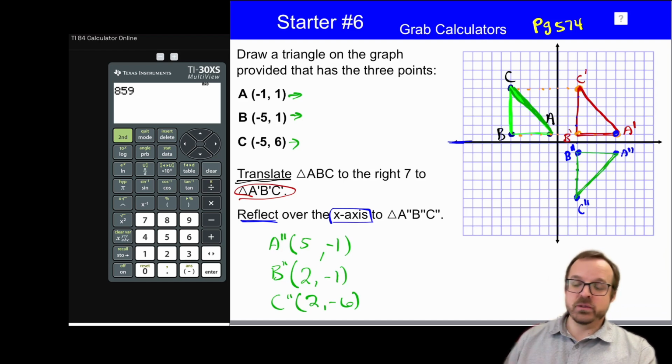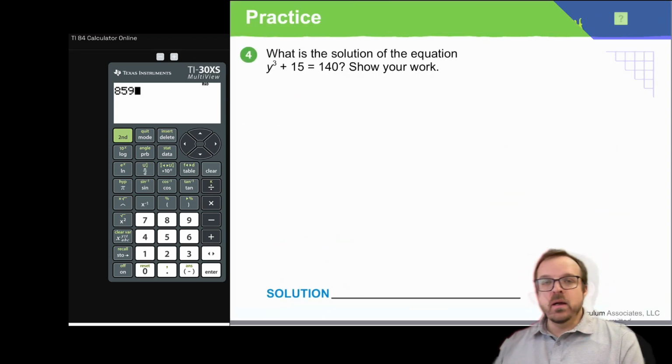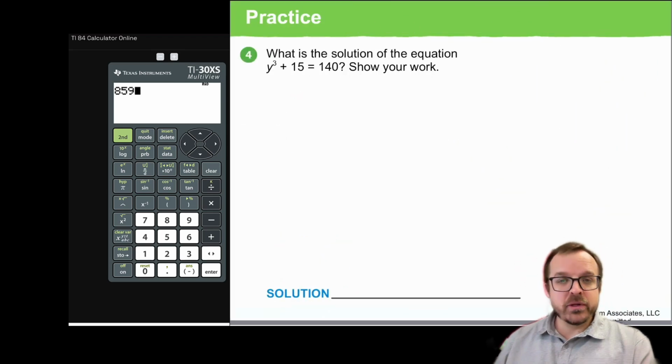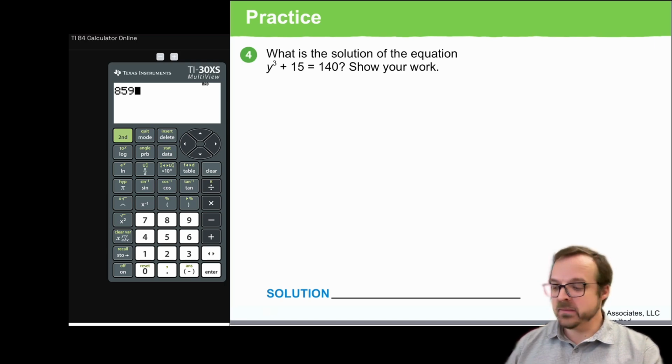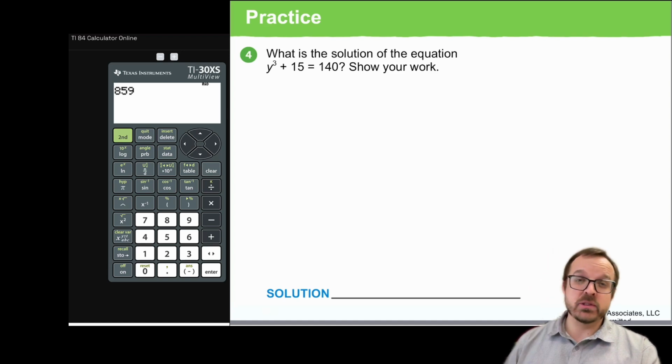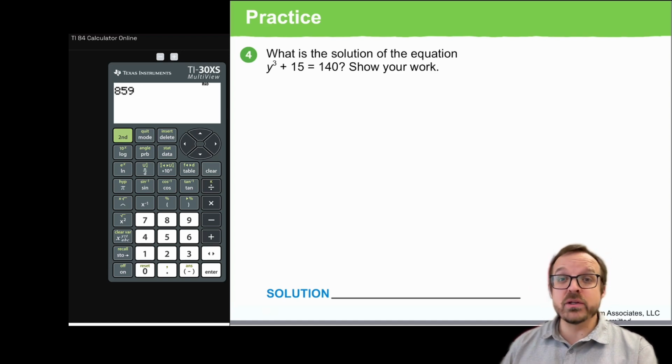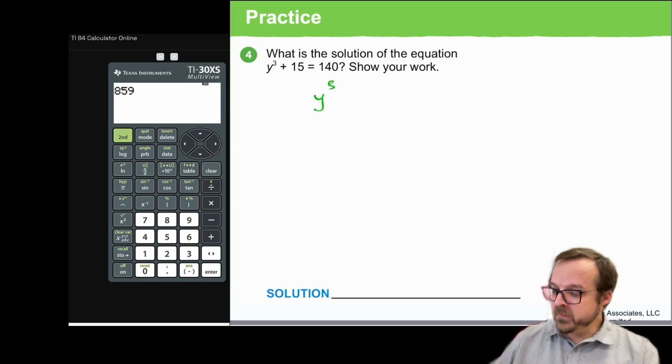All right. Put your starters away and we should be opened up to page 574. On page 574, this is going to go pretty quick. We are going to be using our calculators as well here, and just some know-how on how we solve equations. In this case, we want to know what the solution of this equation is, where y cubed, that's y to the power of 3, plus 15 equals 140. Right? And this is a simple equation.